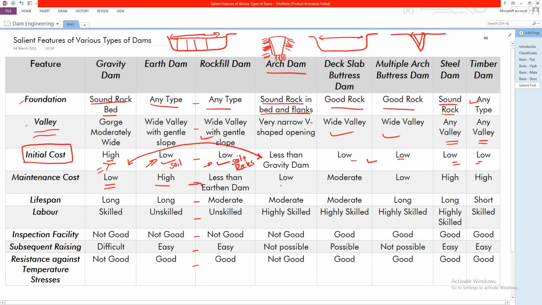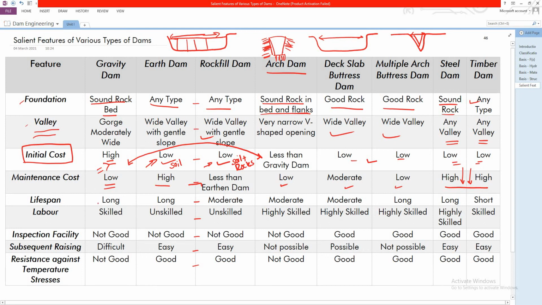In case of arch dam, the maintenance is low. In case of deck slab type buttress dam, the maintenance is moderate, not too low, not so high. In case of multiple arch type buttress dam, the maintenance is low. See, again, when the initial cost is low for any construction, then it renders into high amount of maintenance required, right?